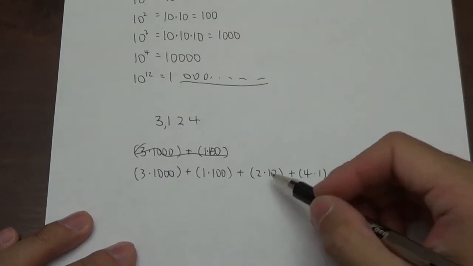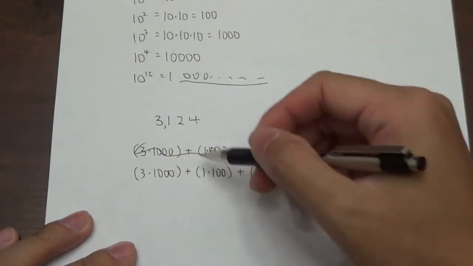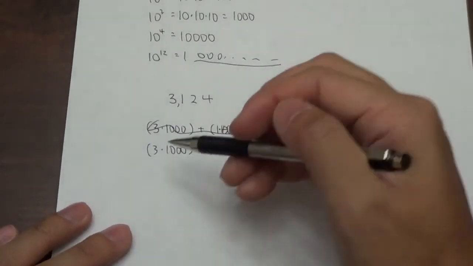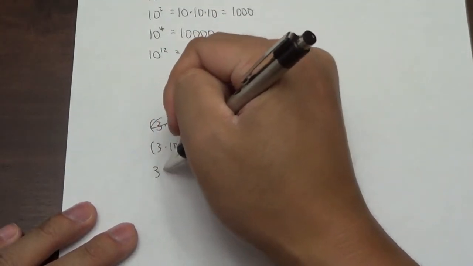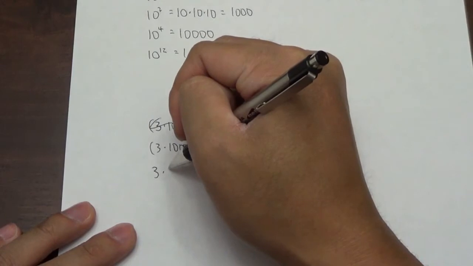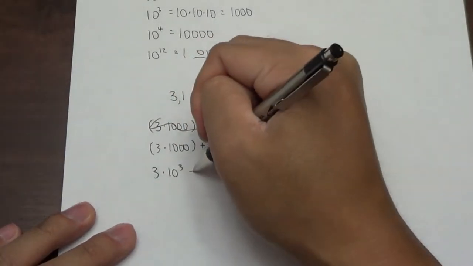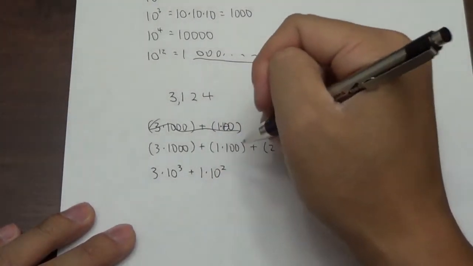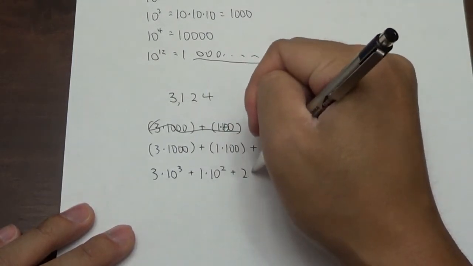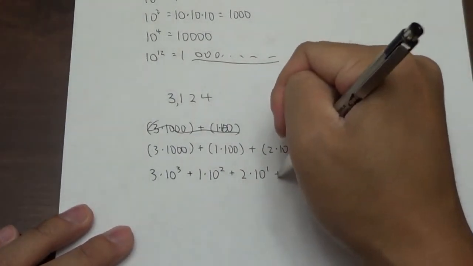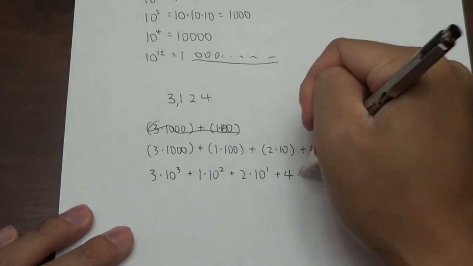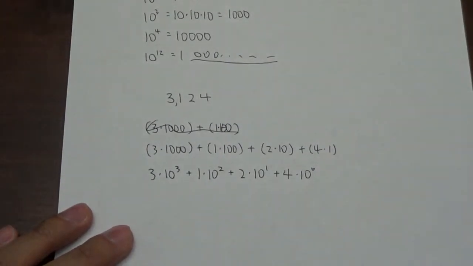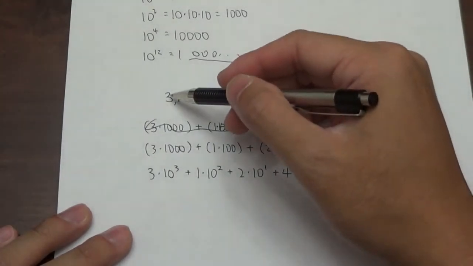So we got the ones place, the tens, the hundreds, the thousands. It corresponds to what we know about place value. Okay, now we can go even further and change the 1,000 and write it in exponential notation, which is 10 to the third power. And then we got 1 times 10 to the second power, and then 2 times 10 to the first power, and then lastly 4 times 10 to the 0 power. Remember, 10 to the 0 is 1. All right, so this is expanded notation of the number 3,124.